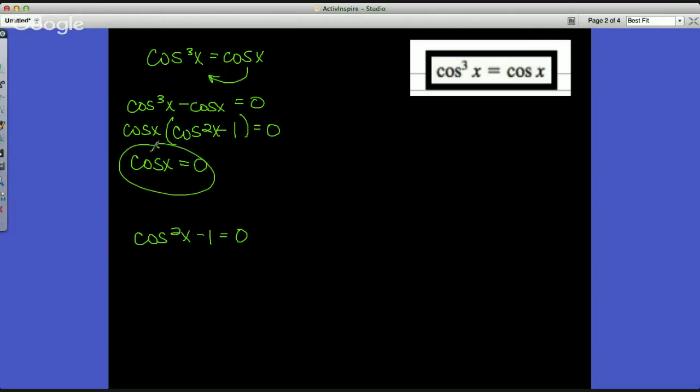There we go. And now we can solve. So cosine of x equals 0. Just like with sine, cosine of x would be 0 on the y-axis. So it would be at pi over 2 and at 3 pi over 2. Okay, let's look at the next one.